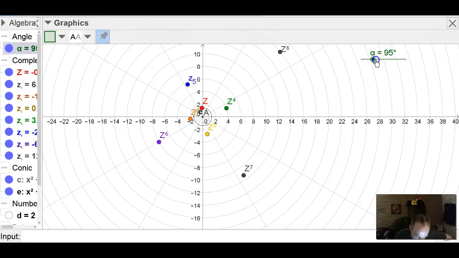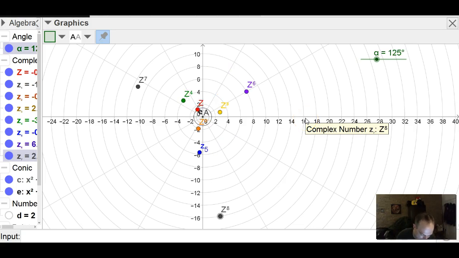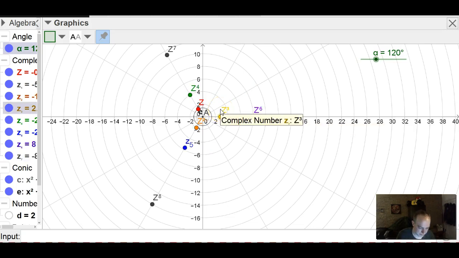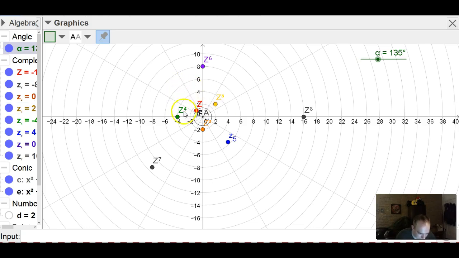So I'm going to keep pulling this angle out. All right, we're going to watch that z to the 8th point. Ooh, here I am again, z to the 8th is back at 16. I'm going to scroll back and let's look at how we got there again. So I was rotating my angle, I was at 90. z to the 8th went all the way around one more time. So it looks like I've gone around at least twice. It looks like I've gone around 3 times to get to z to the 8th here. So let's double check.